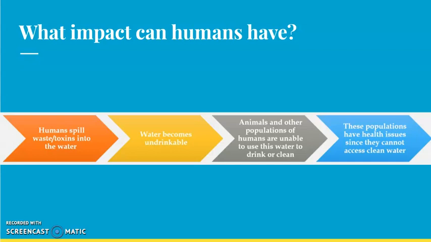So if a company spills waste or toxins into the water, it becomes undrinkable. Animals and other populations of humans are unable to use this water to drink or to clean, and plants aren't able to take in this water and use it as a resource or as nutrients. Then these populations can have health issues since they don't have access to clean water. They can lack nutrients since they aren't able to drink clean water, and several other issues on top of that.